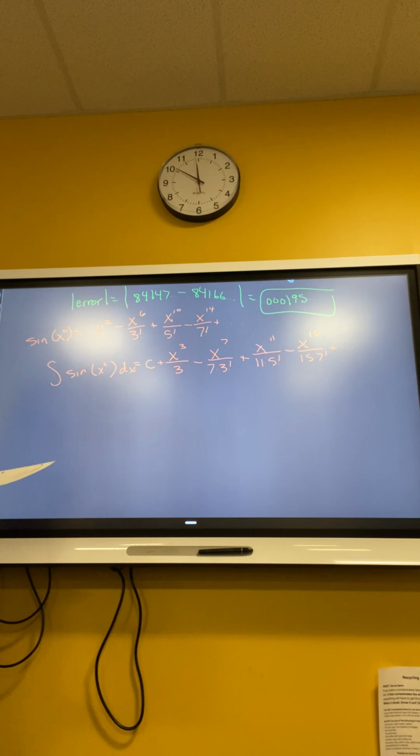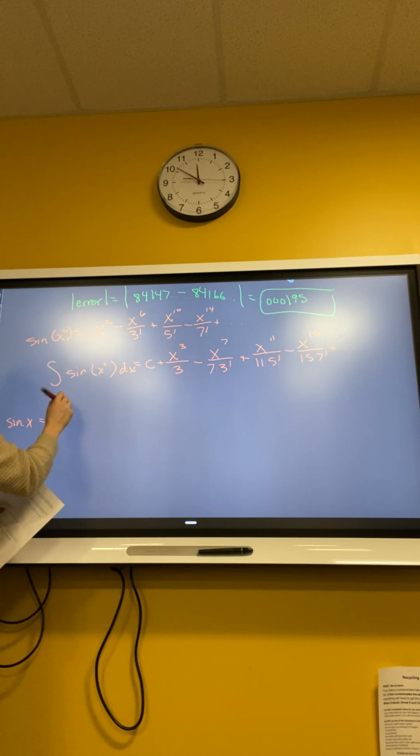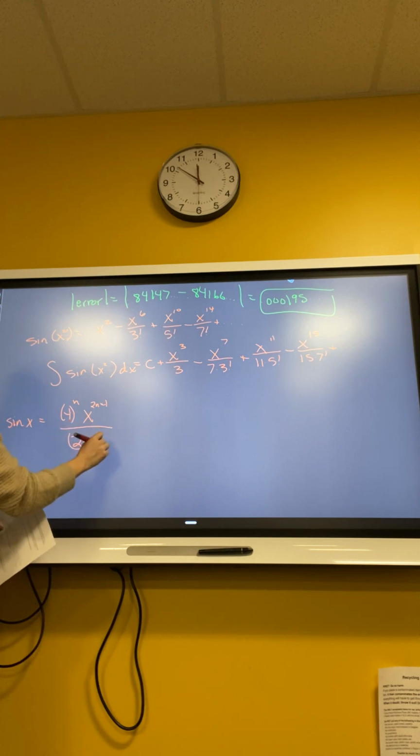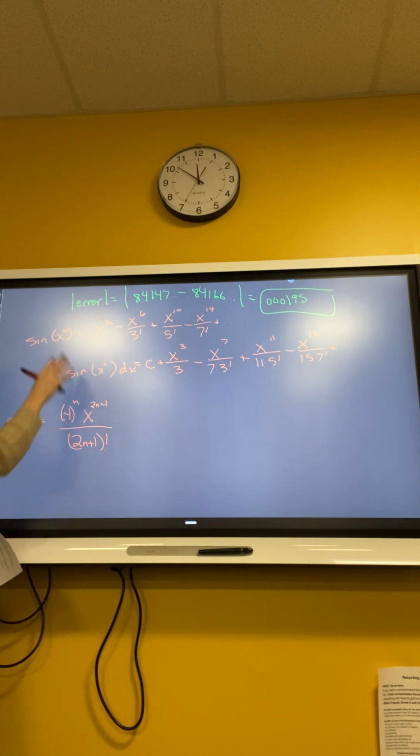And just to keep going, let's try to write a general term for this. I always think it's easier to start with what we know. For sine x, what was my general term? We had a negative 1 to the n, and then my x was raised to the 2n plus 1 because it's odd. And then we divide by the same thing on the bottom, because it will match that exponent, right? Okay, this is what we started with. So when I plug in an x squared, what happens to my general term?